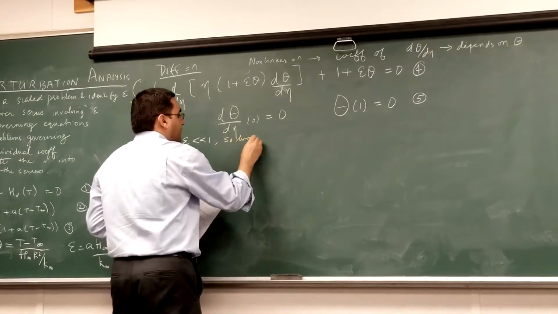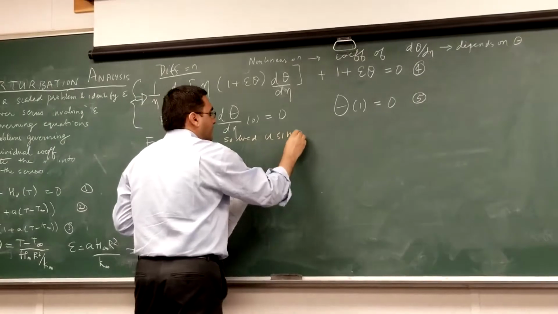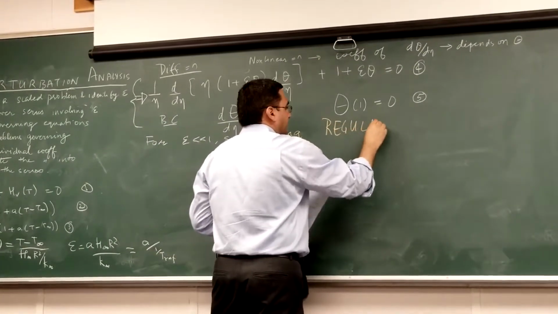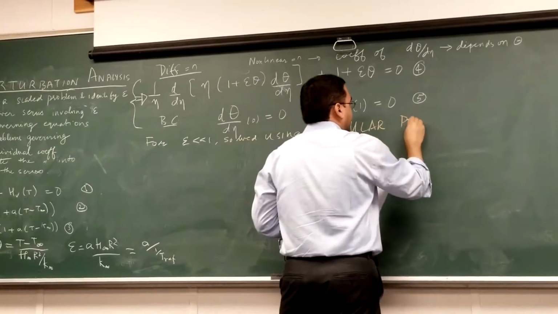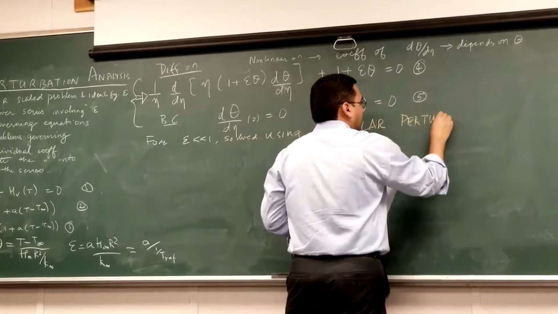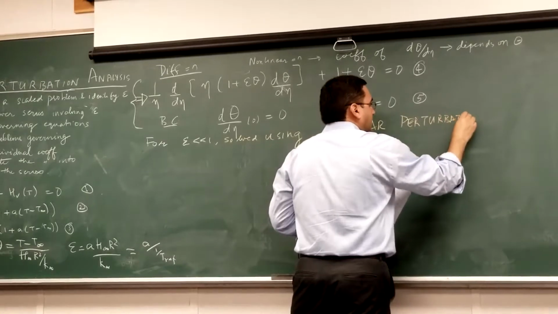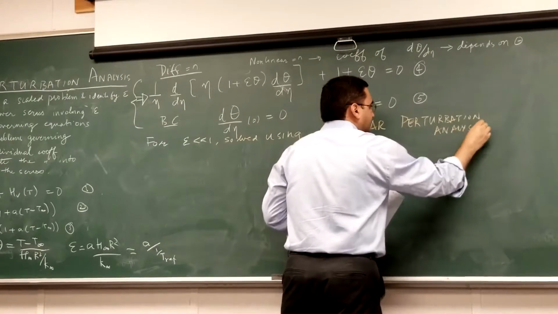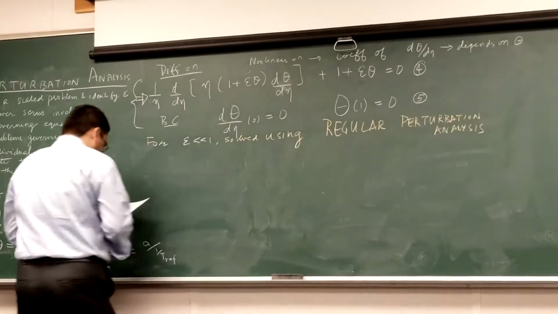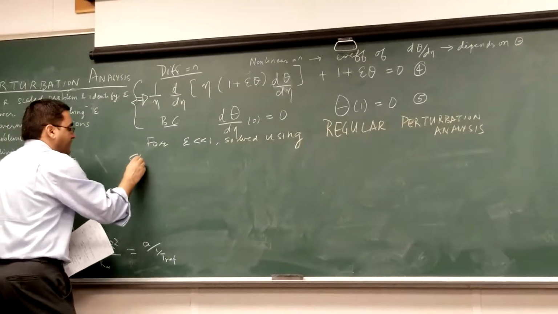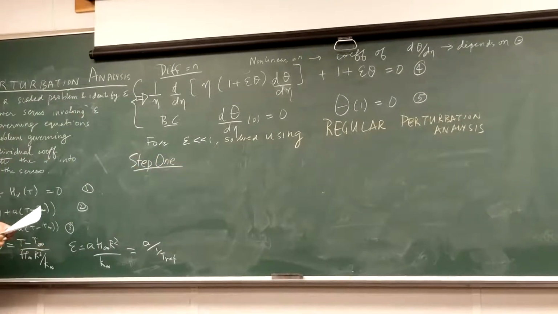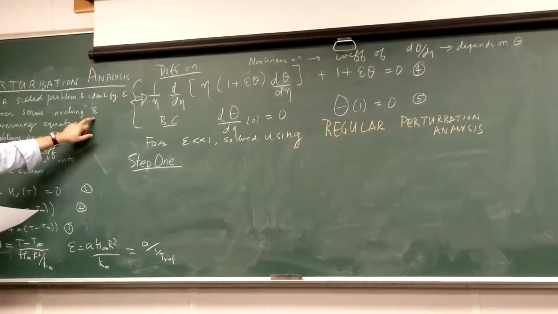Okay, so for epsilon much less than 1, solve using regular perturbation analysis. And let's do step 1. So step 1 is we are going to state power series involving epsilon.